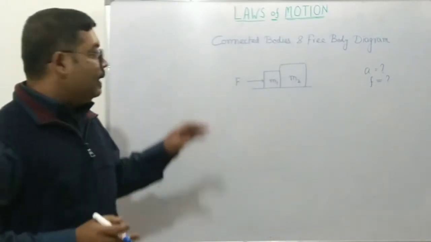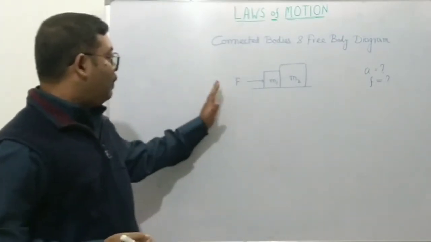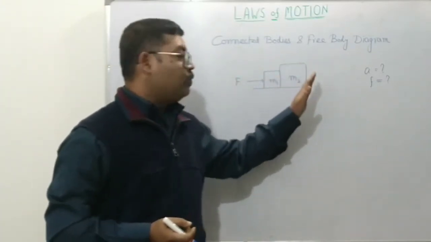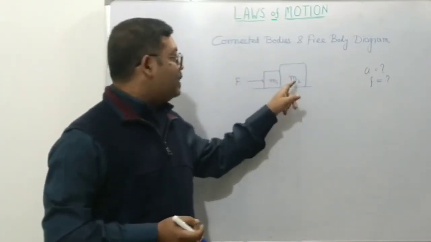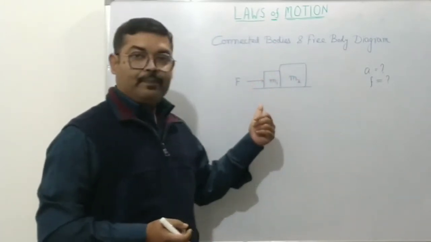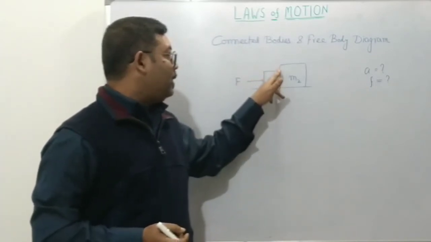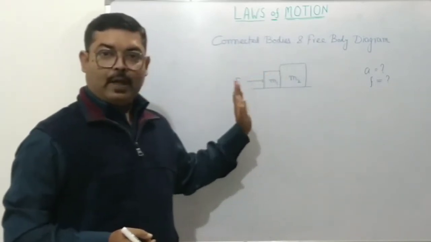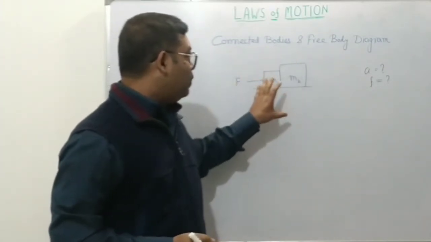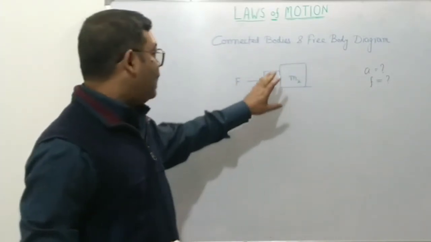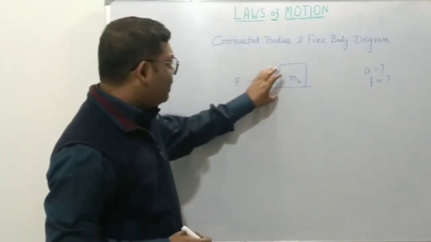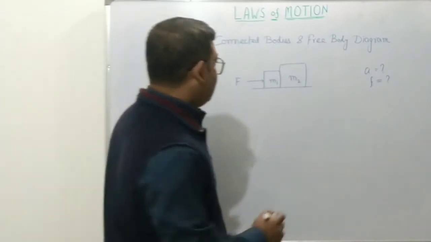Now, in such a system, when the force F is applied to M1, M1 transfers a certain amount of force to M2. As a result, M2 applies a reaction force on M1. So there will be an action and reaction pair acting at the interface between M1 and M2. In that case, it becomes a little difficult to find the equation of motion from here. So what we do is take the masses separately like this.